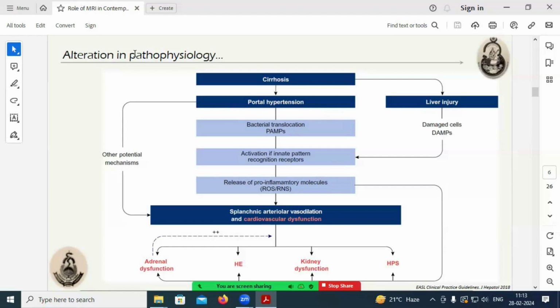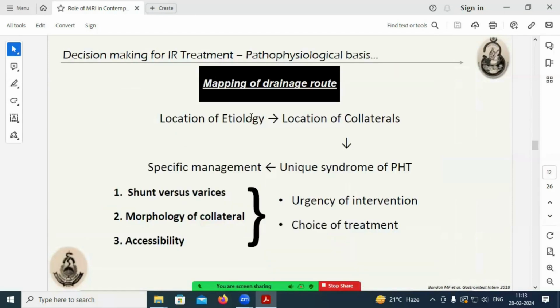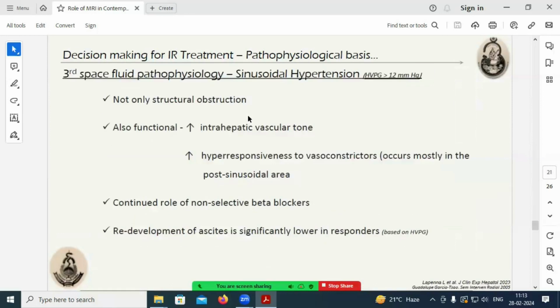At the arteriolar as well as capillary level, at some places there is constriction, and at some places, as you see over here, there is dilatation. Even at the post-sinusoidal area of the liver, there is vasoconstriction, because the cells somehow become responsible for constriction of the capillaries and blood vessels. They become hyper-responsive to these circulating mediators.